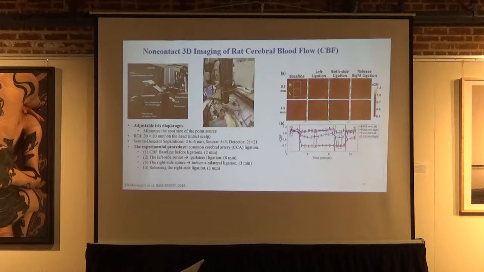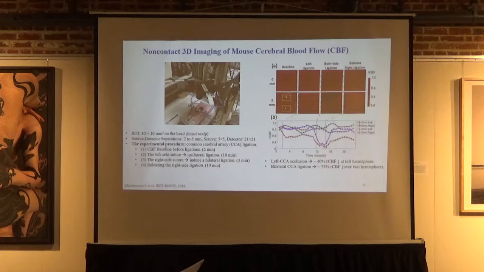And we also, this system was also able to get that even in the mouse head, with an area of 10 by 10 millimeter square. The source detector separation in this one is 2 to 6 millimeter, while in the bigger area we used 7 to 19 millimeter. For this study, like the rat one, we used 5 by 5 source, 21 detector. Then the same protocol was applied to that.